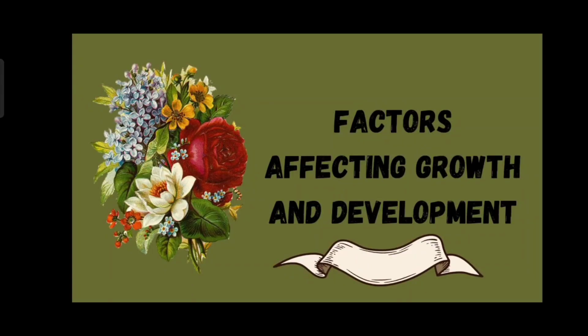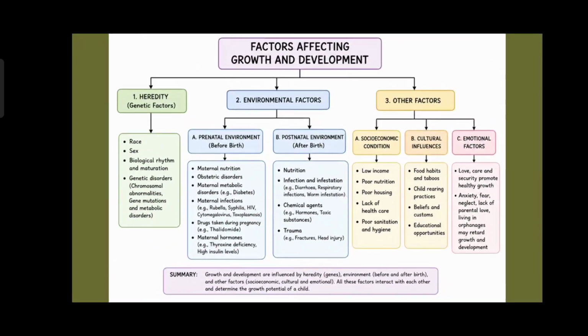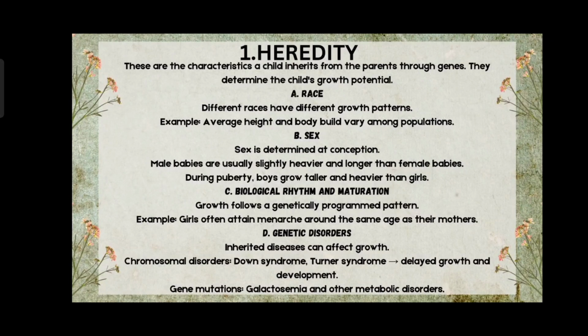Next I am going to explain the factors which are affecting growth and development. Here we can see mainly three factors. The first one is heredity or genetic factors, the second one is environmental factors, and the third one is other factors. The environmental factors are again divided into two: prenatal environment, which means before the birth, and postnatal environment, which means after the birth. Under other factors, the first is socio-economic conditions, the second is cultural influences, and the third is emotional factors.